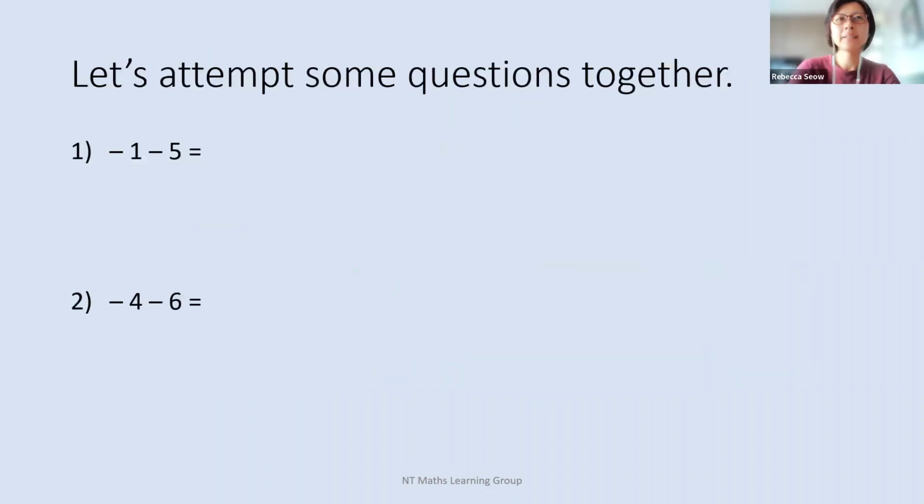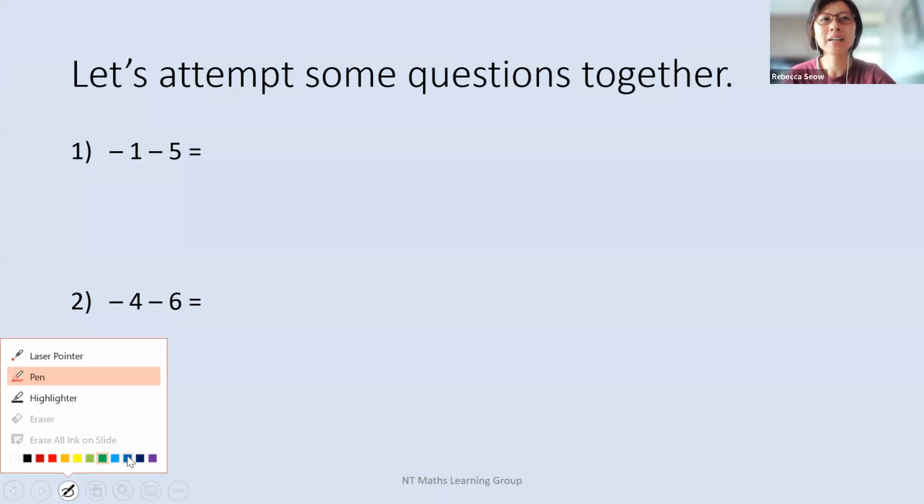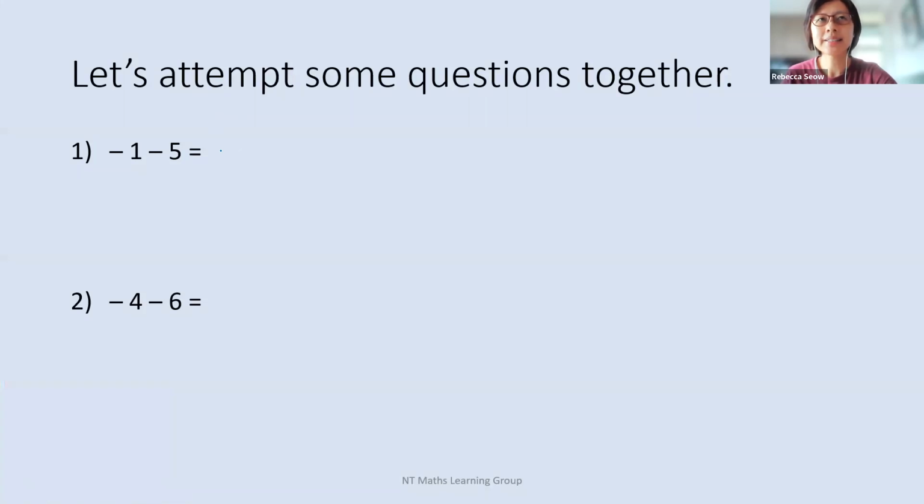Okay. Now let's try some questions together. So we have -1, take away 5. So we combine the 1 and the 5 together. That will give 6. And because both are negative, answer will be -6. The next one, -4, take away 6. So you go 6 units to the left from -4. So 4 and 6 gives us 10, but it's in the negative direction. So we have to put a negative sign in front.